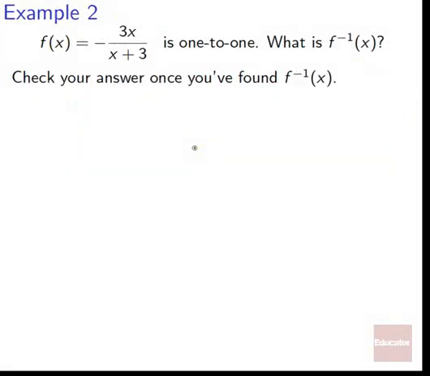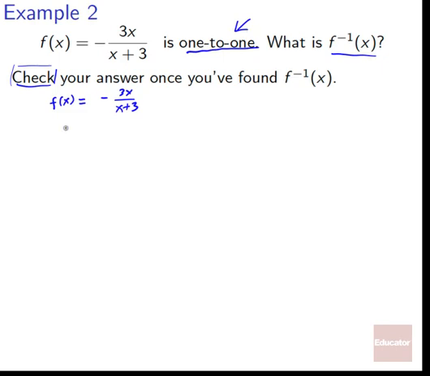All right, let's actually find an f inverse. F of x equals negative 3x over x plus 3. They told us right from the beginning that it's 1 to 1, so we can jump right to figuring it out. What is f inverse of x? And then after it, we need to check our answer. Okay, so what is f inverse of x? Remember, all of our steps, one by one. F of x equals negative 3x over x plus 3. They told us right from the beginning it's 1 to 1, so we've already checked out the first one.